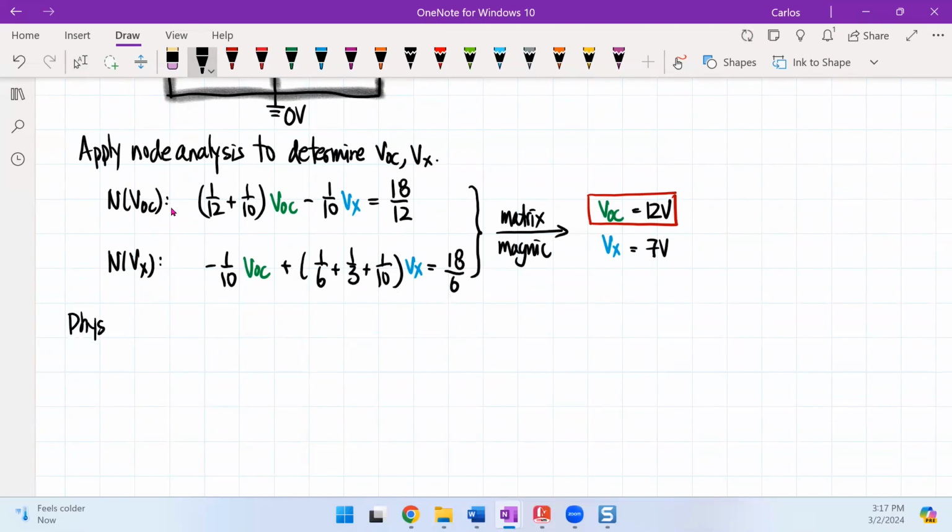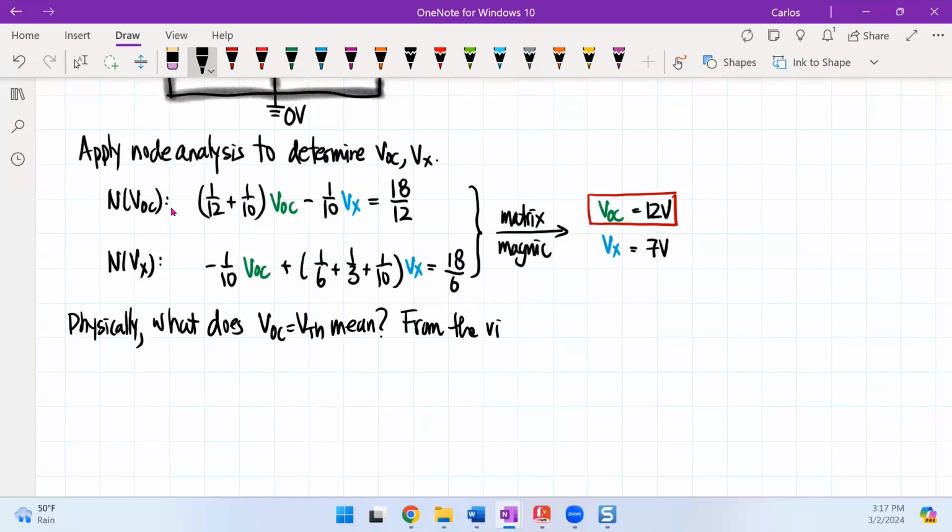Physically, what does VOC, which is the same as the Thevenin voltage, mean? And this only means from the viewpoint of the load.